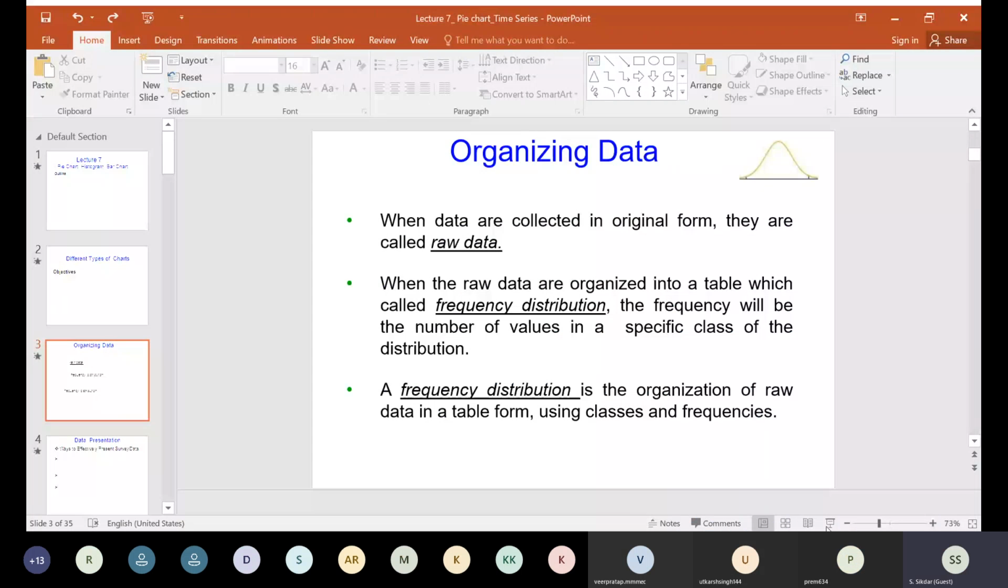Okay, I hope you can see now. Organizing data. Hello, can you see? It's visible now. Yes, okay.